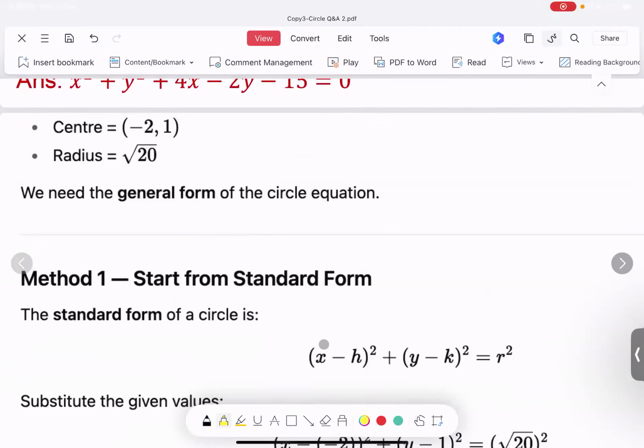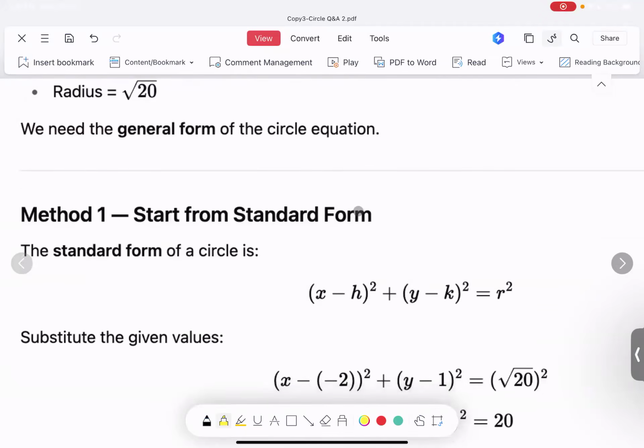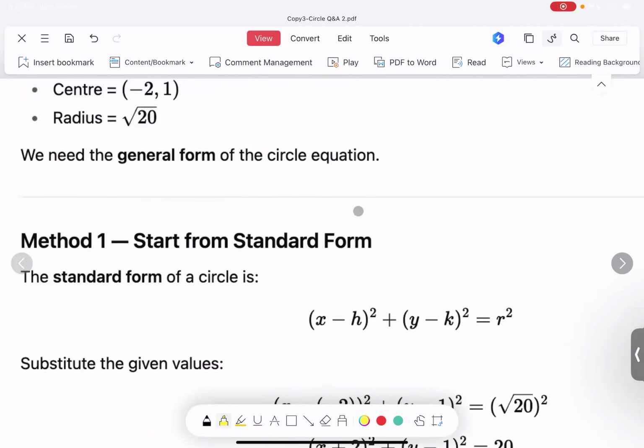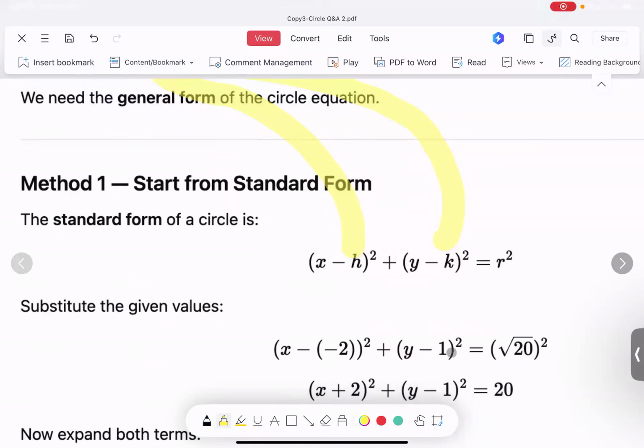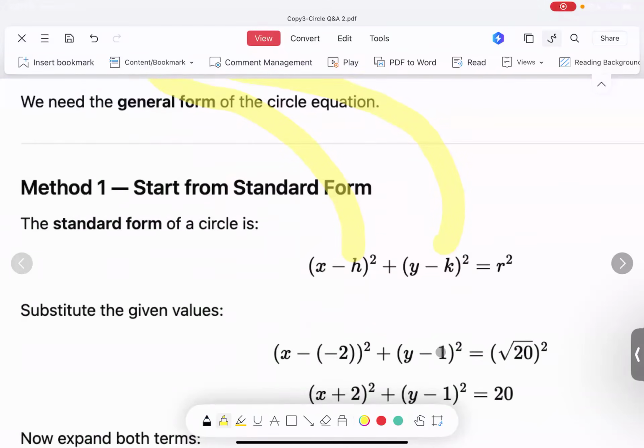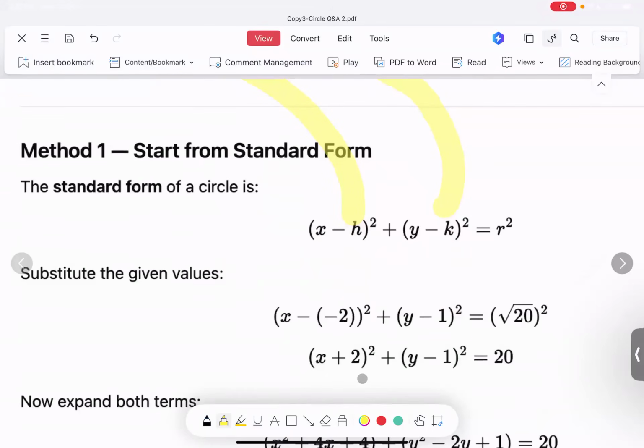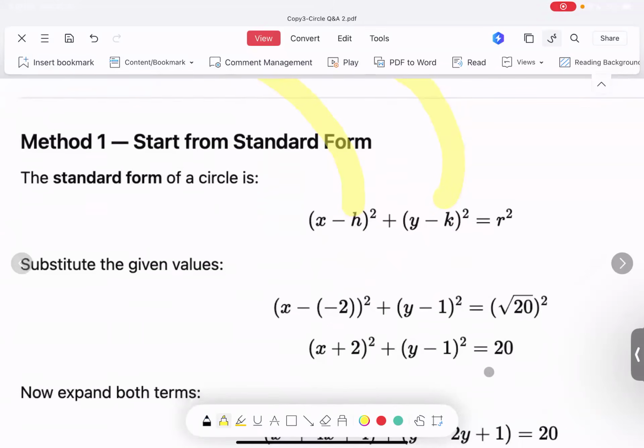So I demonstrate two methods for you. Method 1: the center is (-2, 1) and the radius is square root 20. We need the general form of the circle equation, so we put into here. The -2 goes into the h, the 1 goes into the k, and the radius goes into r square. So we substitute accordingly, -2, -2 and 1 and so on, and you will get this one as the standard form.